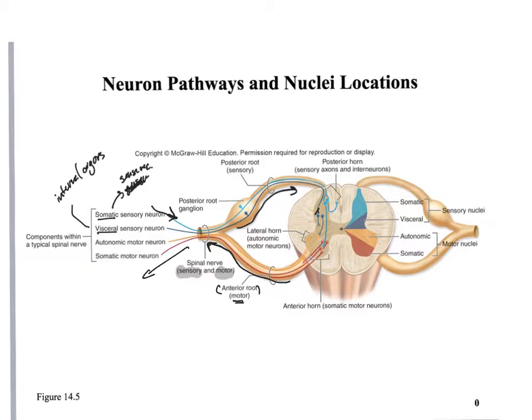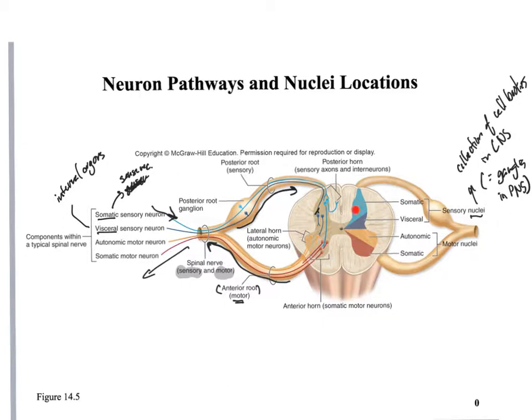With that, the color coding of this picture shows you the different nuclei. What is a nucleus in this case? This is a collection of cell bodies in the central nervous system. It's equal to a ganglion in the PNS. So the color coding is important.